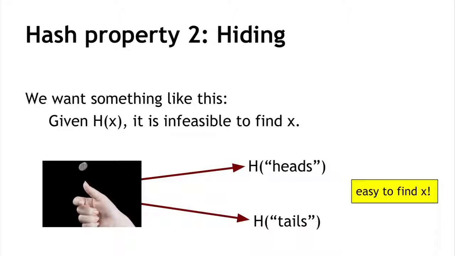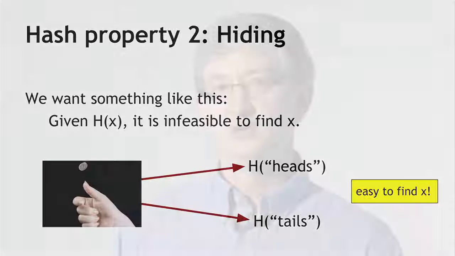You simply compute the hash of the string heads and the hash of the string tails, and you see which one you got. So in just a couple of steps, you can figure out what x was. The reason this example failed, that is, the reason why an adversary was able to guess what the string was, is that there were only a couple of possible values of x. So if we're going to have a hiding property like this, it needs to be the case that there's no value of x which is particularly likely.